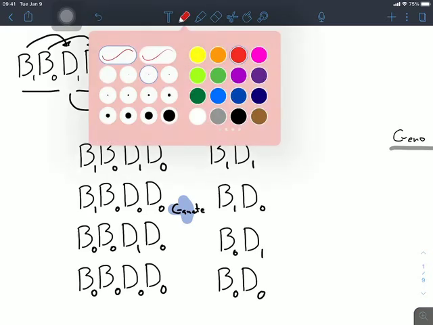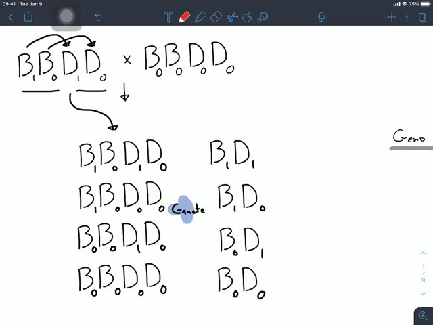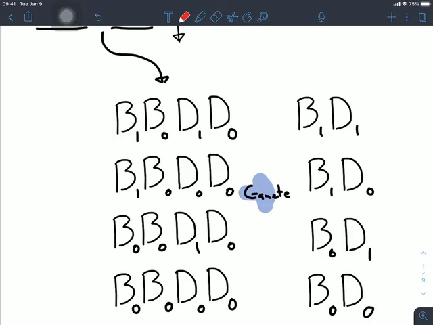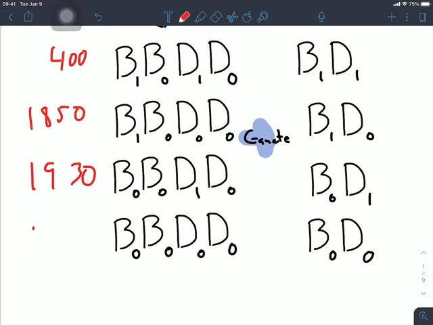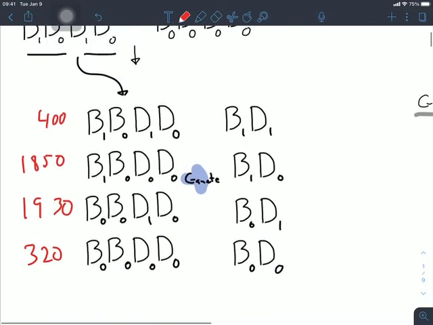Now we get to the ever important information about progeny numbers. So for this cross, I will provide the following numbers. We see that there are 400 B1, B0, D1, D0. That there are 1,850 B1, B0, D0, D0. 1,930 B0, B0, D1, D0. And 320 B0, B0, D0, D0.